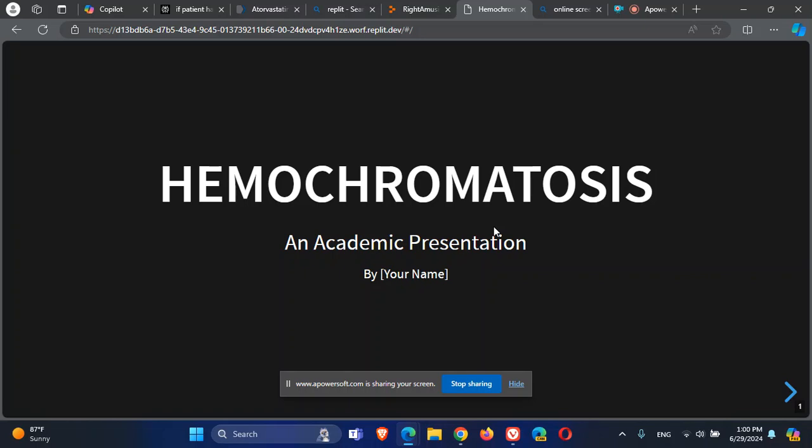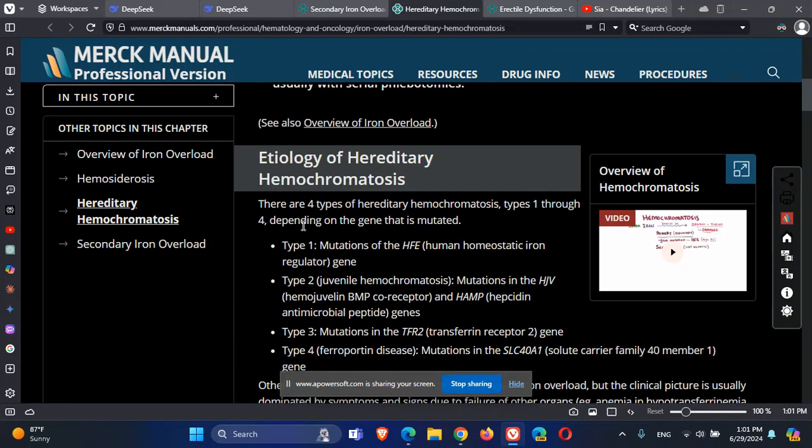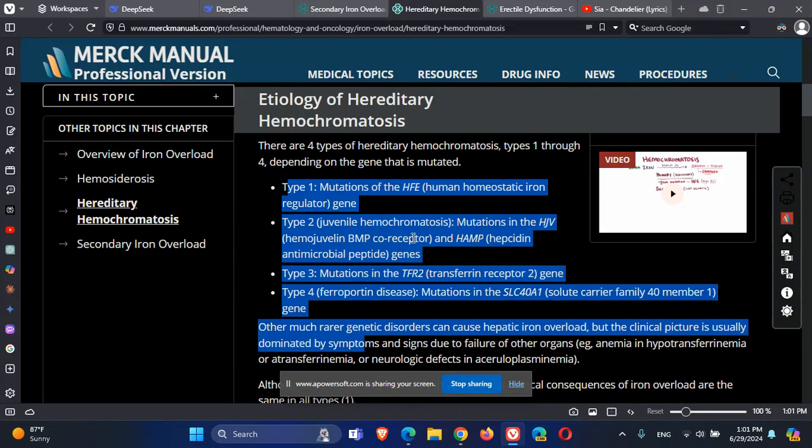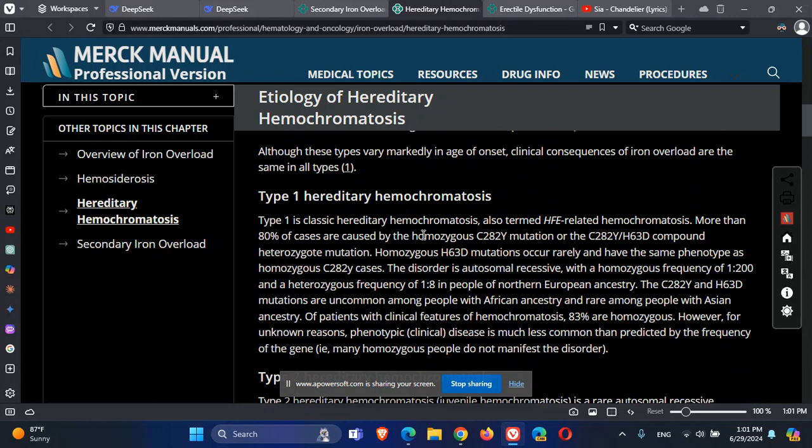There are four types. The first type, with the genetic mutation in the HFE gene, is the most common one. Let's look at this. So you can see there are four types. Those are the four types. The most common type is the HFE type, with this gene. It has a mutation in this area.